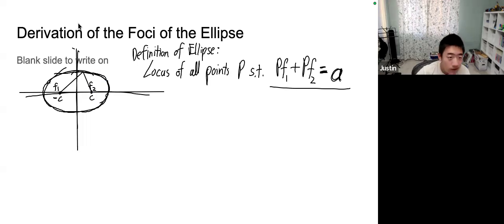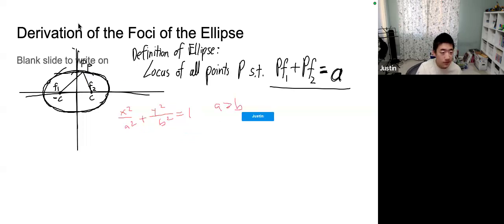Okay, so we're trying to find the location of the foci in an ellipse. Let's say the equation is x squared over a squared plus y squared over b squared equals 1, because it's centered at the origin. We're going to assume a is greater than b, since that's how it appears in the diagram. And this is a distance c from the origin.